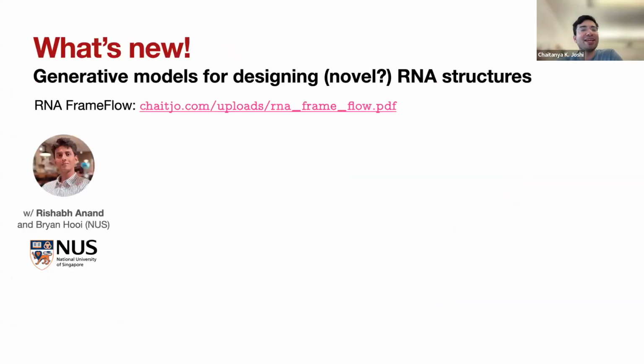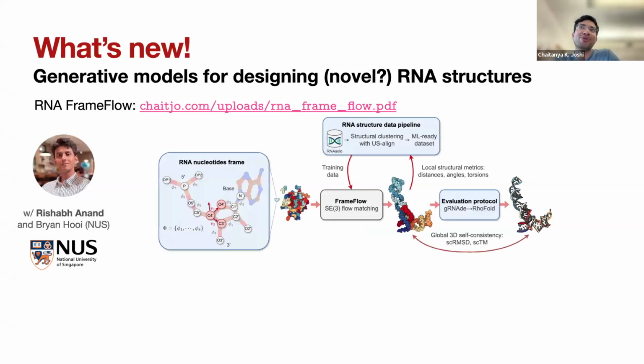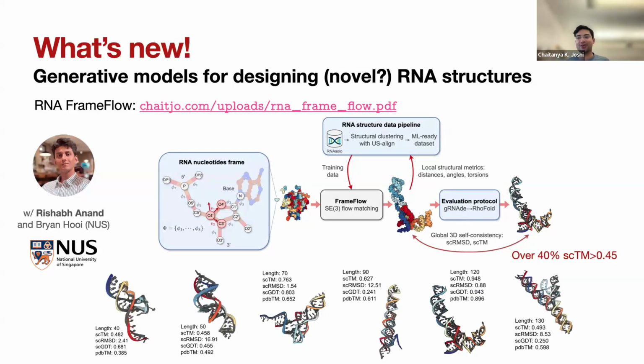And then, to just end off, something new that we're doing is actually trying to design novel structural elements with Rishabh Anand, the really talented undergrad from NUS. We've tried to see to what extent we can push tools from protein design and see whether they work for RNA. And we've been able to get somewhere. We've been seeing that our models are able to generate backbone 3D structures that are valid over 40% of the time.